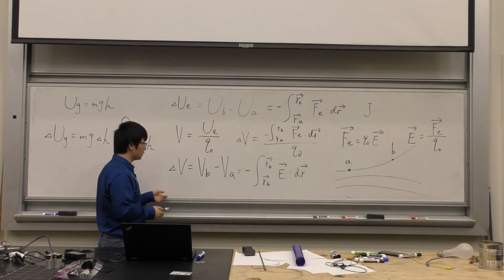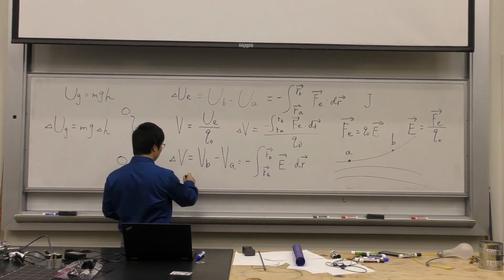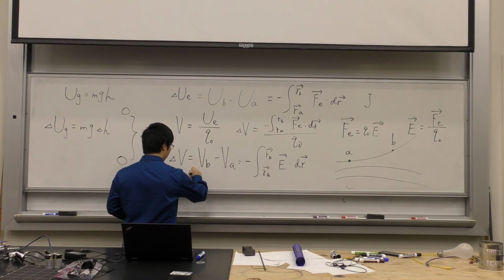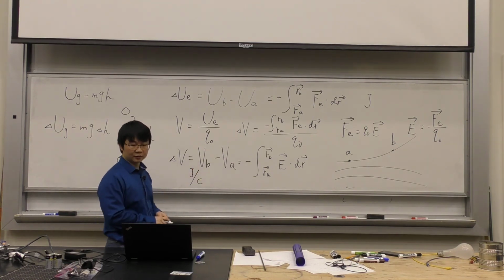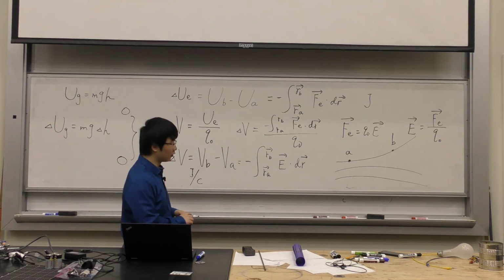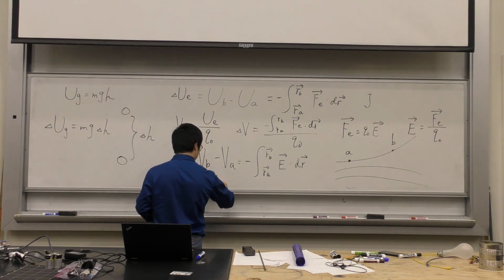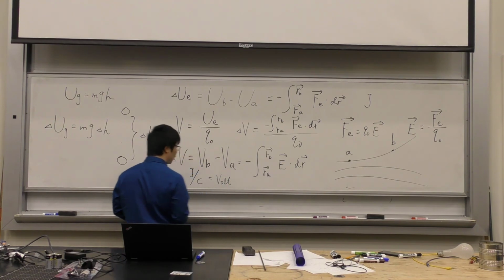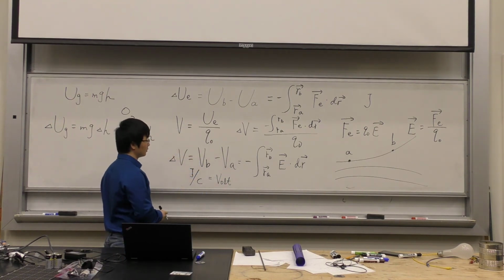So the potential we define has a unit, which is going to be joules over coulomb, right? And we do have a new name for it. We call it volt. And the symbol for volt is also V. Okay, so I think that's the only case we use the same symbol for the variable and the unit.